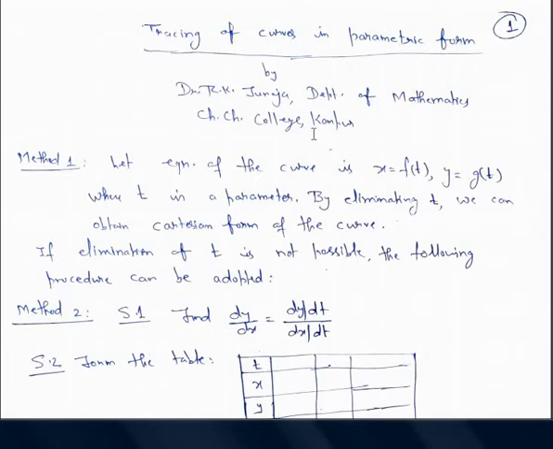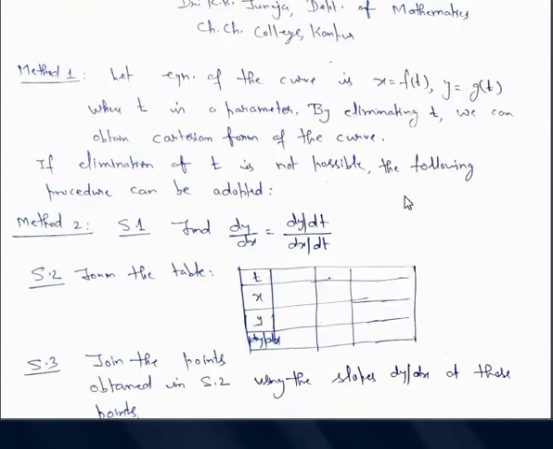Now there are two methods for drawing the curves, and which method is to be used depends upon the curve. The first method is by eliminating t, we can obtain the Cartesian form of the curve. You eliminate t from these two equations and then we shall get an equation in terms of x and y. And then you draw the curve as already taught to you while discussing the tracing of curves in Cartesian form. Let's take a few examples.